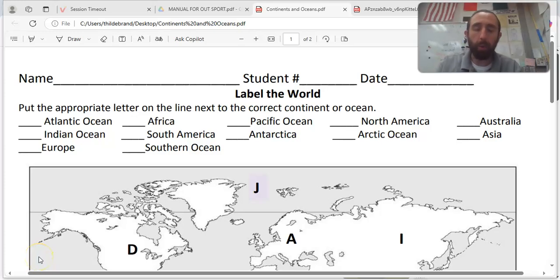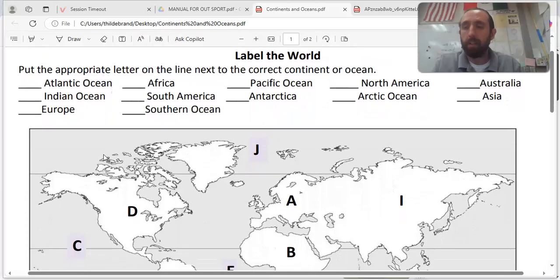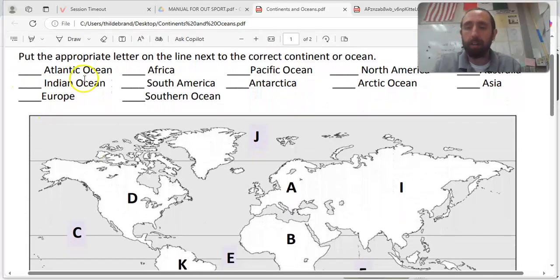Okay, folks, this one's to help you out with your work for today. It's going to be more review on the continents and oceans, and then also introducing hemispheres. So this right here, if you're working on this worksheet, it's just labeling the continents and the ocean. Basically, next to each ocean or continent listed up here, there's a blank. You're going to write the corresponding letter.